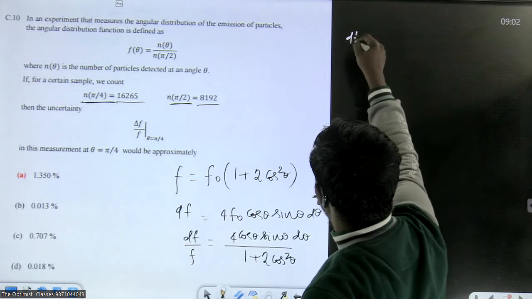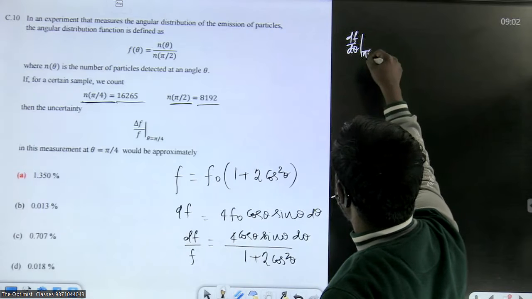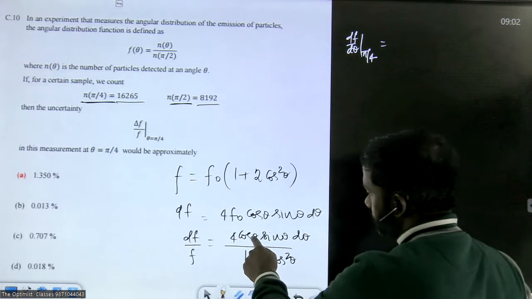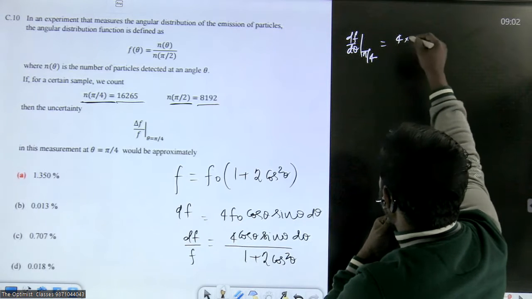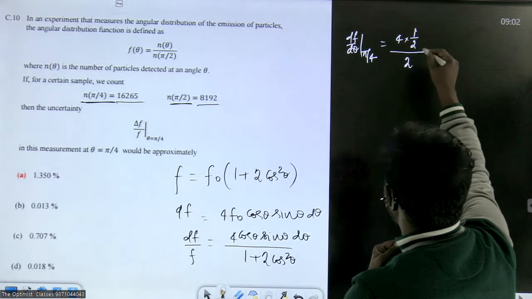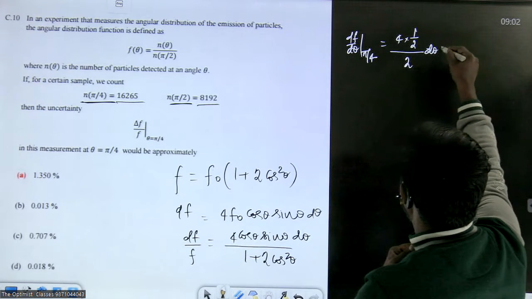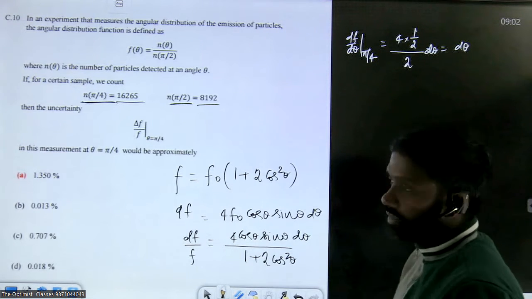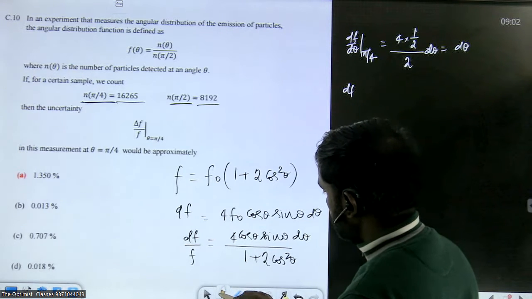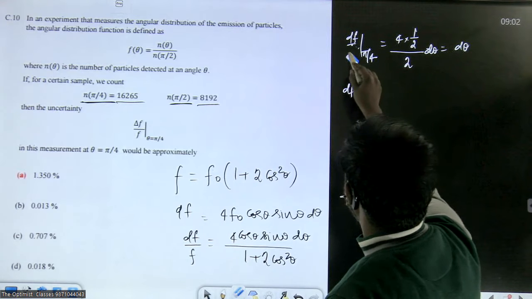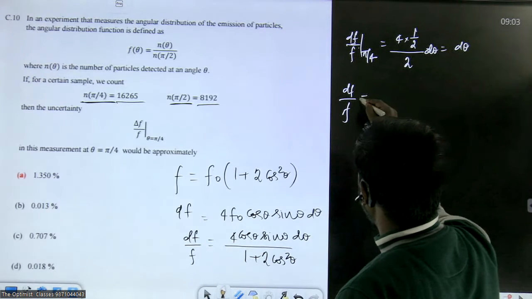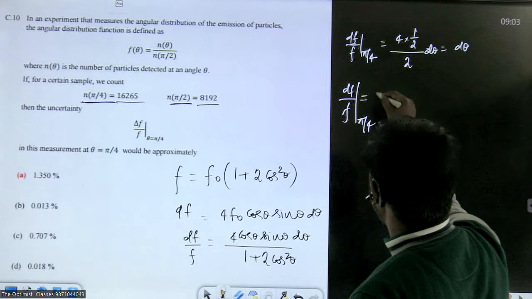So df by d theta evaluated at pi by 4 will be equal to, let's put pi by 4 everywhere. You will get 1 by 4, and here 1 by root 2, 1 by root 2 will give you 1 by 2, and when you put pi by 4, you will get 2 here. And d theta we have, so ultimately you are getting d theta only. Sorry, this is not df by d theta, it is df by f actually. So this is df by f we have calculated at pi by 4. So df by f at pi by 4 is only equal to d theta.